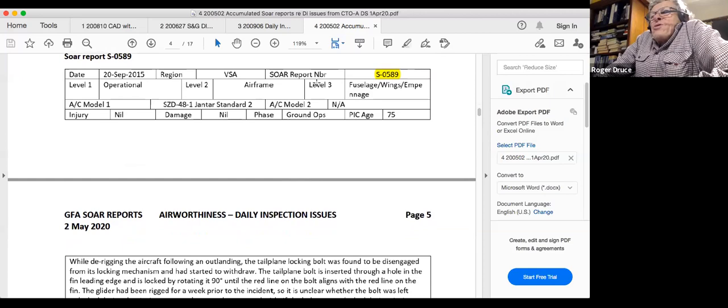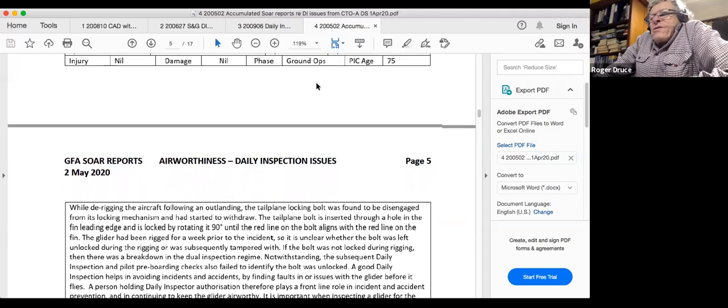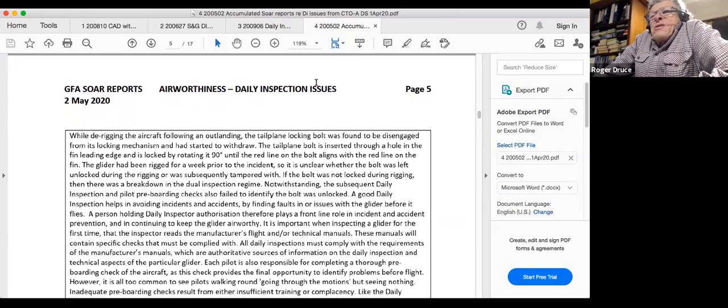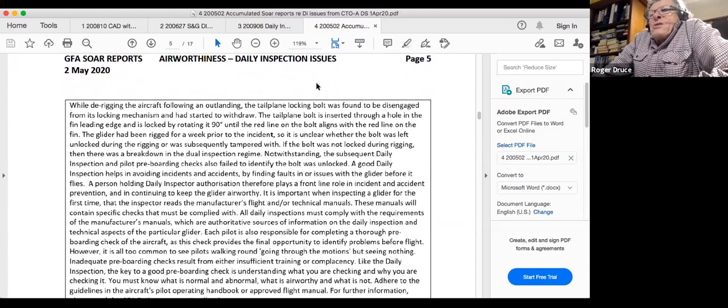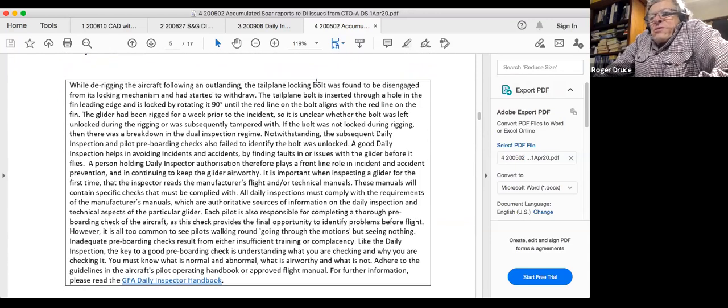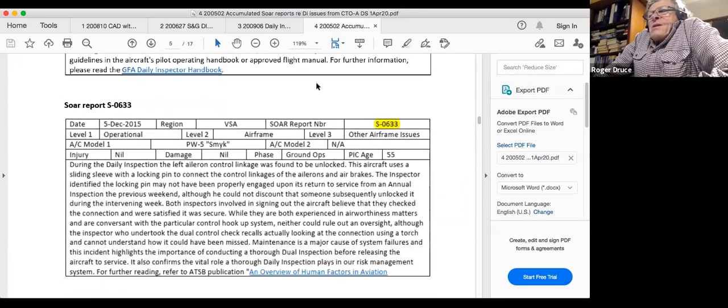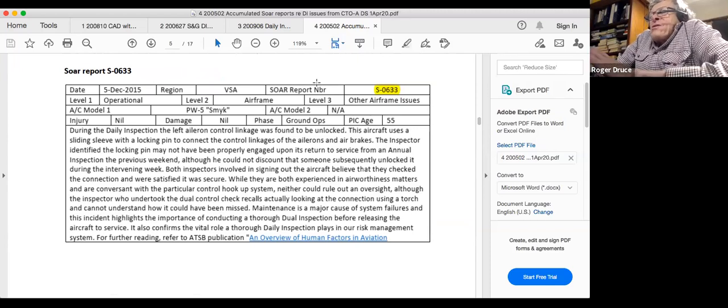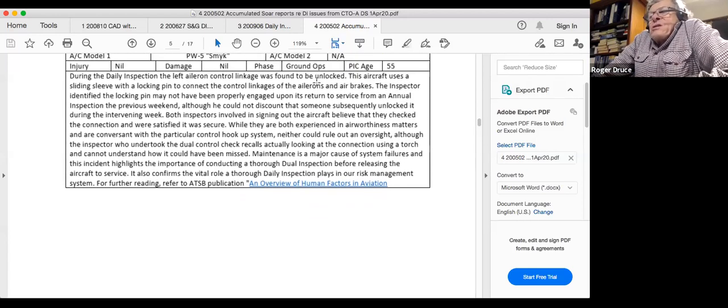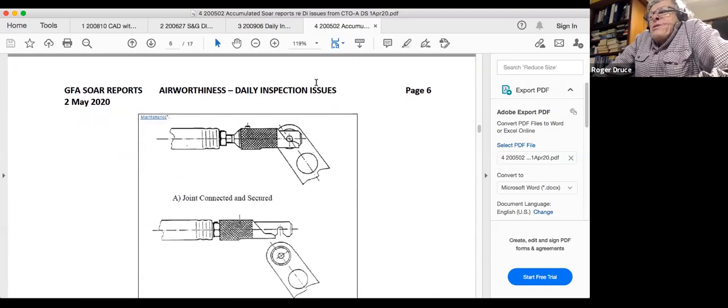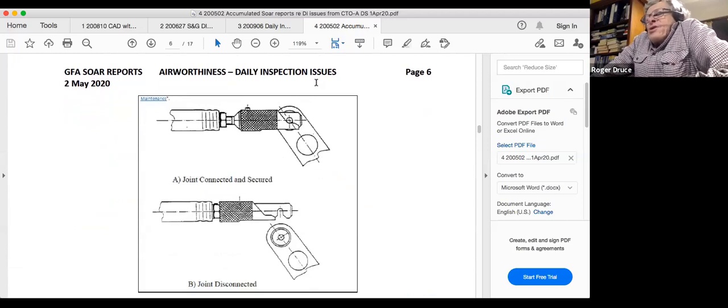VSA SZD 48-1 Jantar. While rigging the aircraft, the tailplane locking bolt was found to be disengaged. The locking mechanism started to withdraw. We'll move on from that. VSA, PW5, left aileron control linkage unlocked, and it uses a particular kind of sleeve. The next page has a picture. So maybe with a PW5, if that's in your club, this is one of your issues which you need to draw to the attention of your daily inspectors, where you use a picture like this to convey the information, given that a picture can be worth 1,000 words. We'll keep rolling on, Dave.